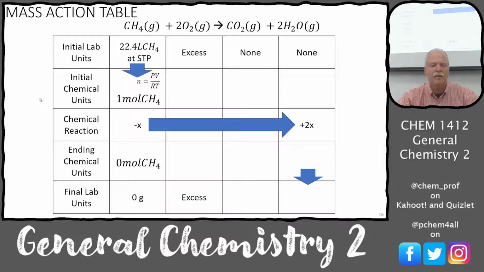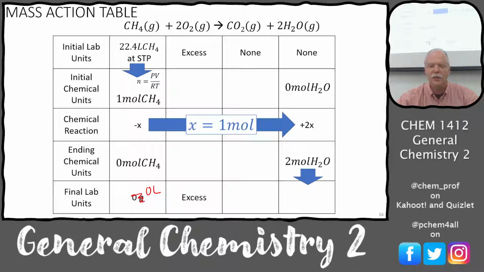We still have the same 0 moles of methane, and so down here instead of the 0 grams, we would have 0 liters. Okay. But we would solve for that X and see that it's 1 mole again. We have 0 moles of water. We'd end up with 2 moles of water.